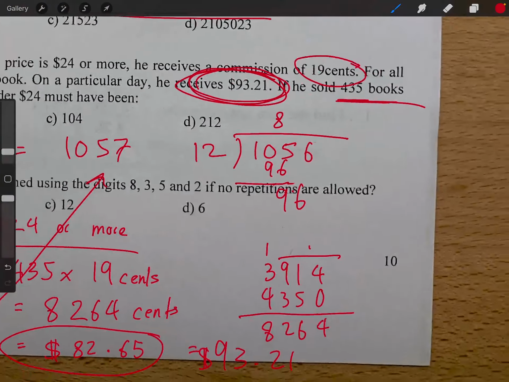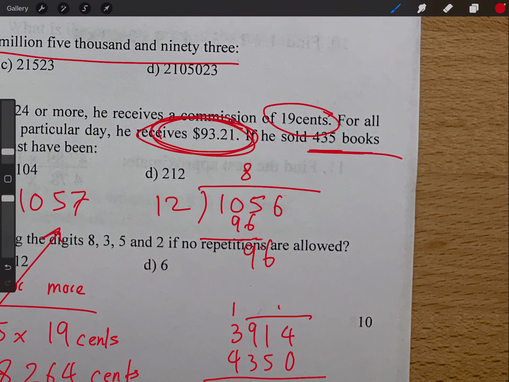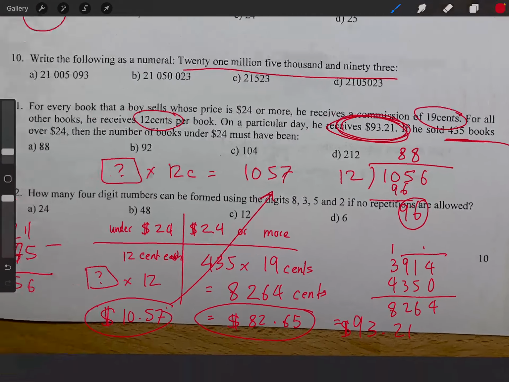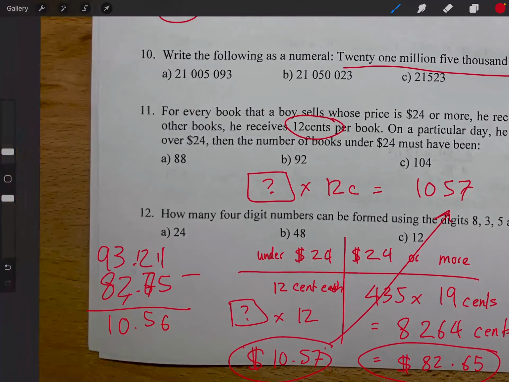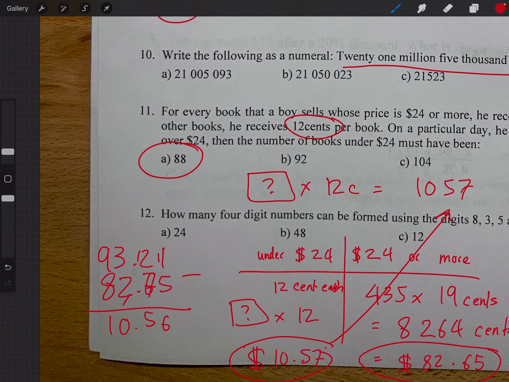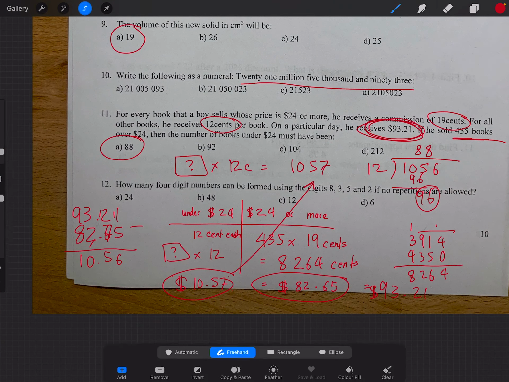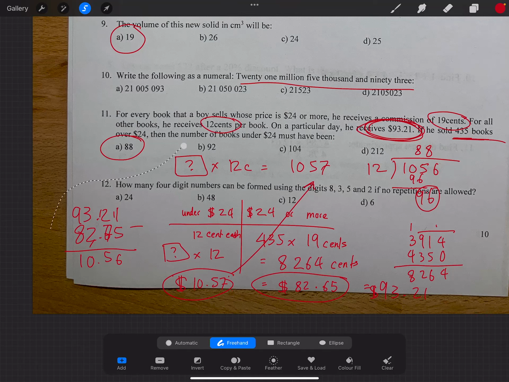So that means this will turn exactly to 8. 96 divided by 12 must be an 8. So we have a whole number, and the answer is 88 books. There's your answer for that one. Alright, let's get rid of this working out here.